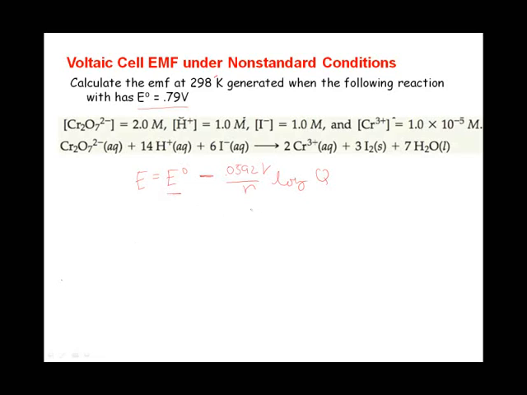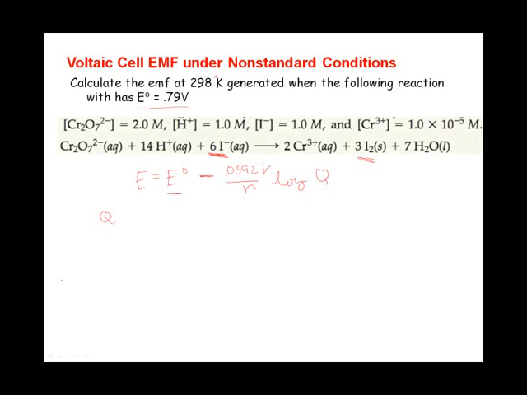We can figure out N by looking at the equation and figuring out how many electrons are being exchanged. And if I do that, iodide is one of the things that has its oxidation number changed, and it looks like it's going to be by 6 electrons. So we know N is going to be 6. Okay, so we've got to figure out Q.